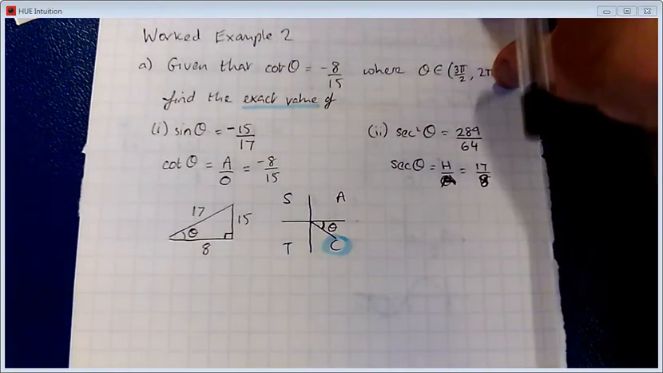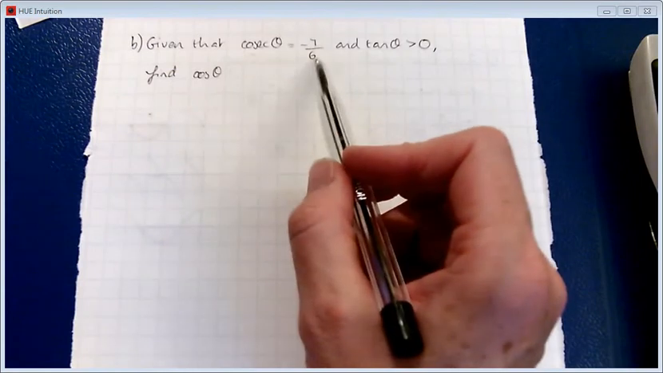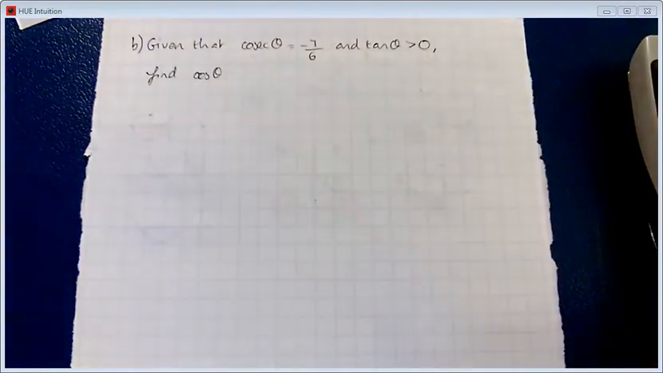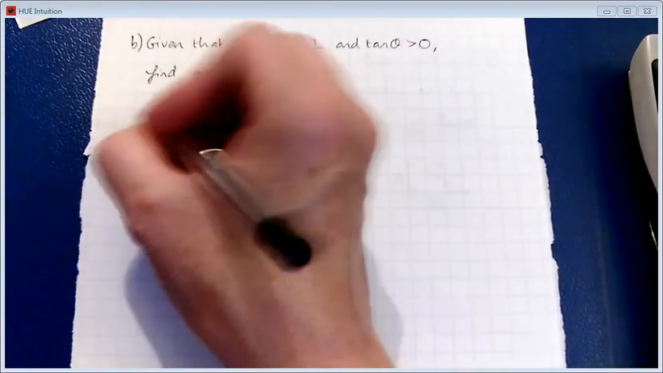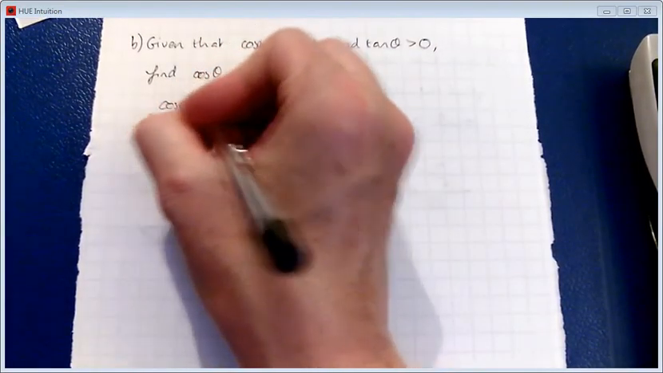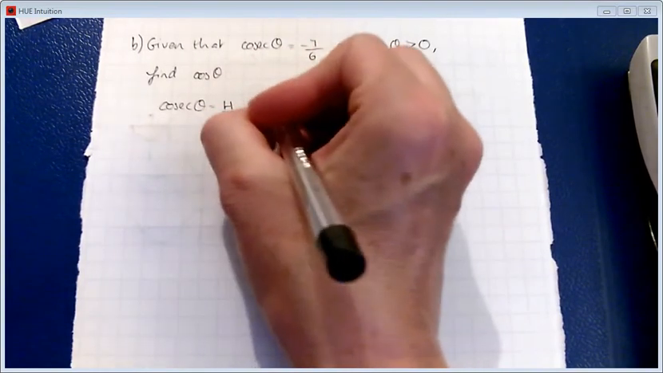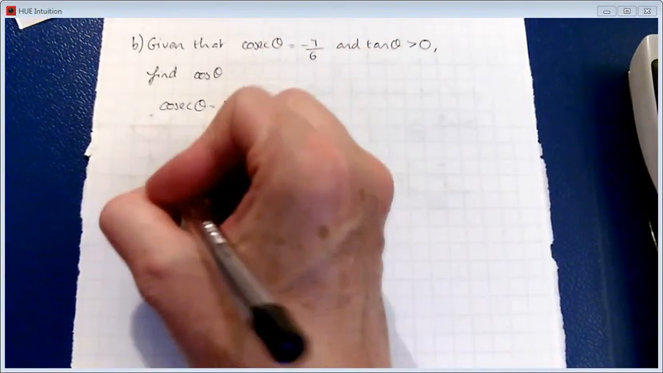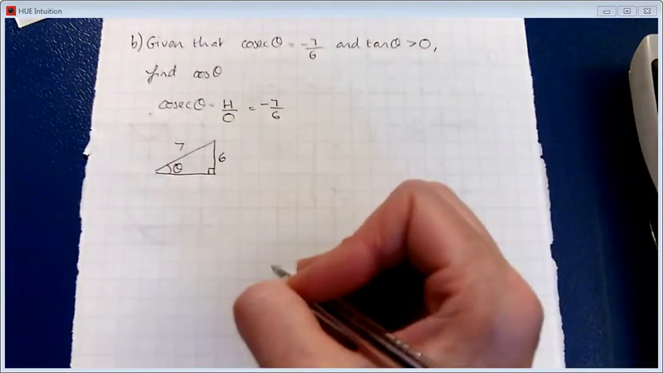The second part of the question is quite similar. Slightly different information. So we're given that cosec is -7/6, and we're also told that tan theta is greater than 0. We're not given the range of values for theta. We have to find cos. So let's start from the information given. So we know that cosec is 1/sine, and so that means it will be hypotenuse over opposite. So I'm going to draw a little triangle and put that information on the triangle. So I'm going to use 6 for my opposite and 7 for my hypotenuse, and I'm ignoring the sign again.